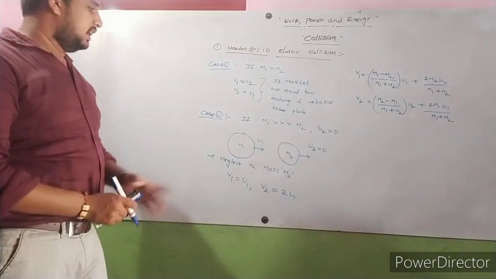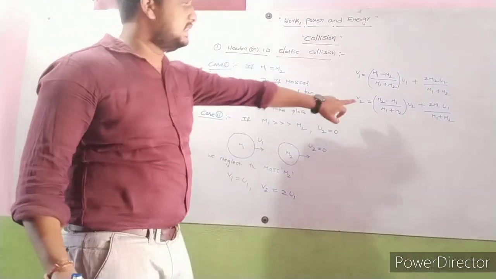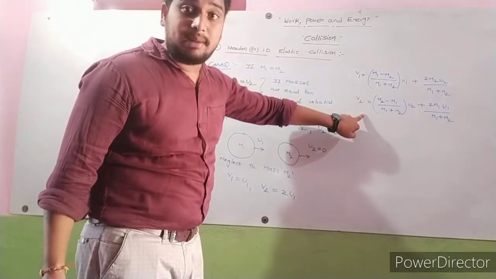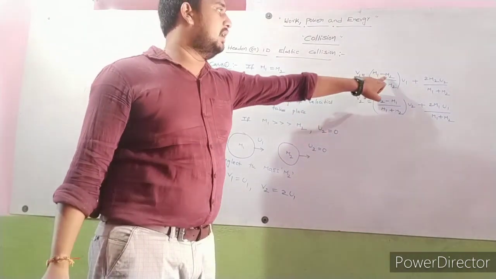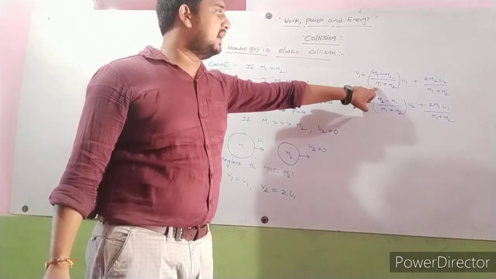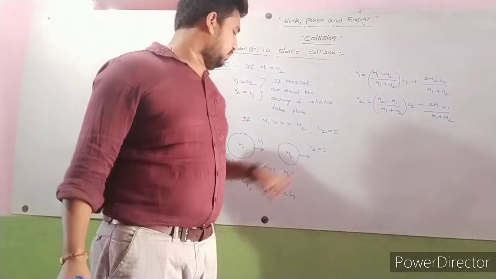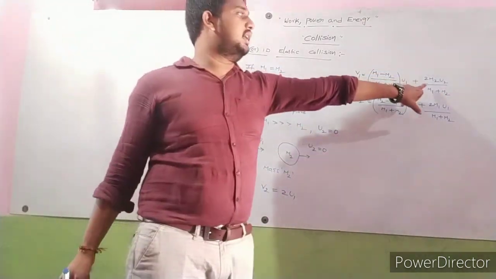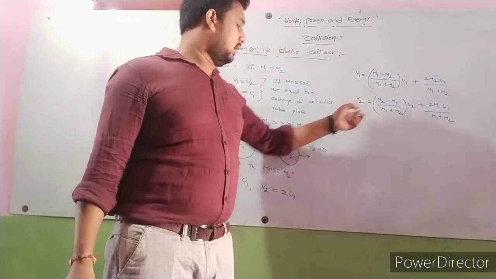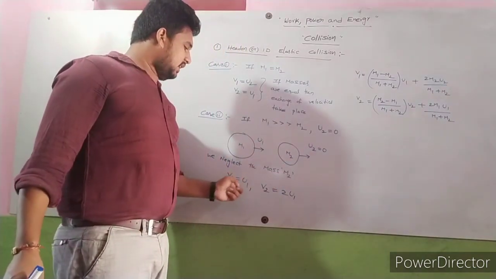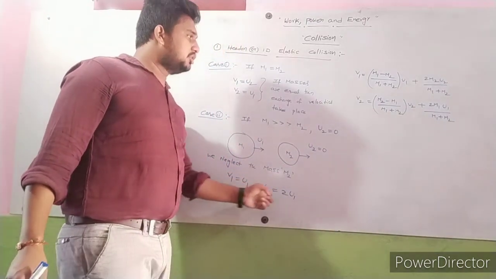Observe carefully, we neglect mass m2. That means in this equation just remove the m2 value. So m2 is removed here, m2 removed here, m1 by m1, 1 into u1, because the u2 value is already 0, then it becomes 0. So here also v1 is equal to u1 we got, then v2 is equal to u1.